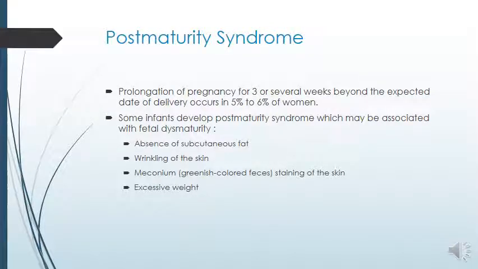Post-maturity syndrome is where the pregnancy goes on for 3 or several weeks beyond the expected date of delivery, and this occurs in about 5 to 6% of women. Some infants develop post-maturity syndrome, which may be associated with fetal dysmaturity, and this includes absence of subcutaneous fat, wrinkling of the skin, meconium, greenish-colored feces, staining of the skin, and excessive weight.